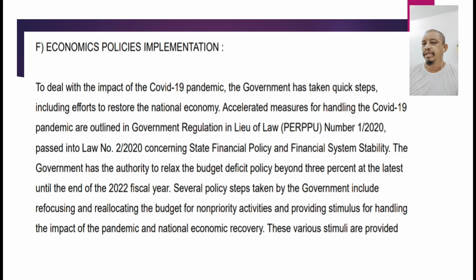Economic policy implementations. To deal with the impact of the COVID-19 pandemic, the government has taken quick steps, including efforts to restore the national economy. Measures to accelerate the handling of the COVID-19 pandemic are outlined in the government regulation in lieu of the law PERPPU number 1/2020, passed into law 2/2020 concerning state financial policy and financial system stability. The government has the authority to relax the budget deficit policy beyond 3% at the latest until the end of the 2022 fiscal year. Several policy steps taken by the government include refocusing and reallocating the budget for non-priority activities and providing a stimulus for handling the impact of the pandemic and national economic recovery, and various stimuli provided.